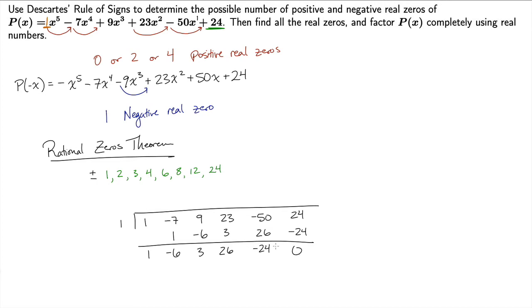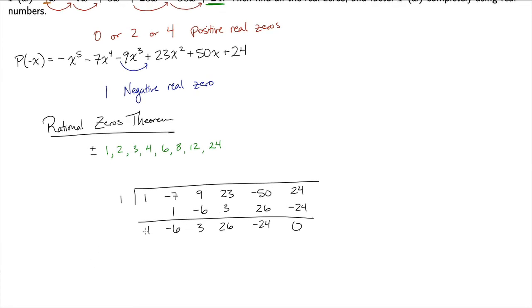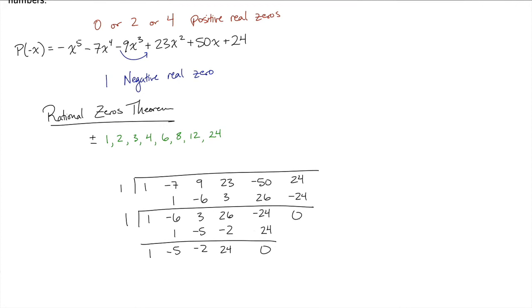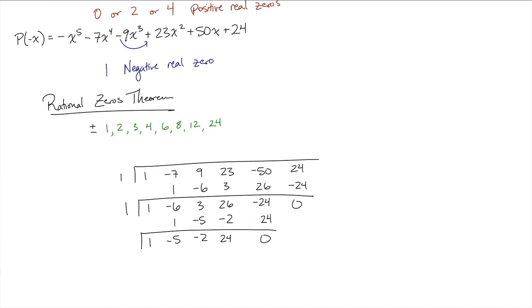That means that 1 did work, and we can keep going. 1 is a positive number, so we know that we're going to have more positives. Let's try 1 again and see if it works. And we are pretty lucky that 1 just worked again. So we've got so far 2 positive real zeros. I could have more than that. I could have 4, so we're not going to quit trying with our positives. Let's try 1 again and see if we could possibly have something that works 3 times.